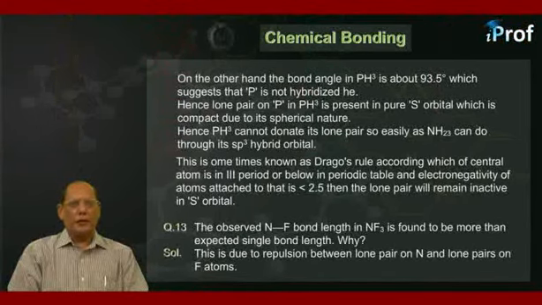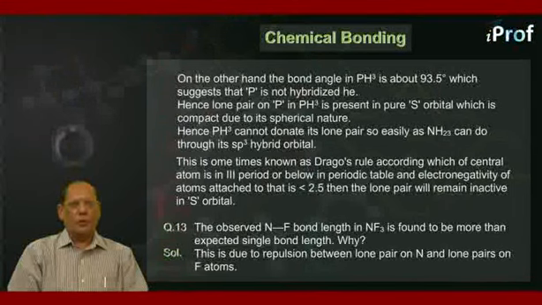This is sometimes known as Drago's rule, according to which if the central atom is in third period or below in the periodic table and the electronegativity of atoms attached to that is equal to or less than 2.5, then the lone pair will remain inactive in s orbital.